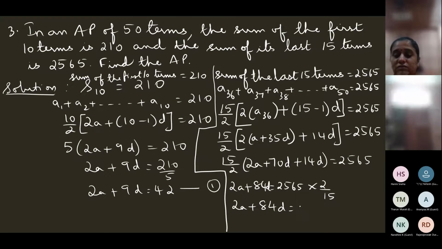Divide 15 ones are 15. 10 is a remainder. 15 sevens are 105. 1 is a remainder. Into 2.